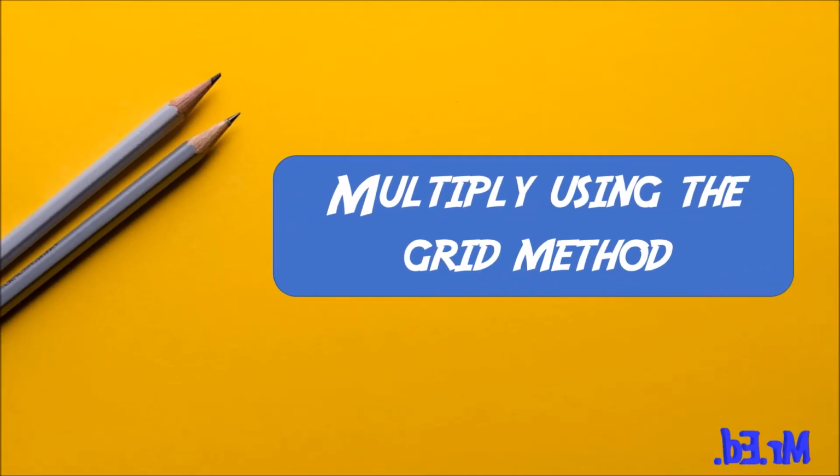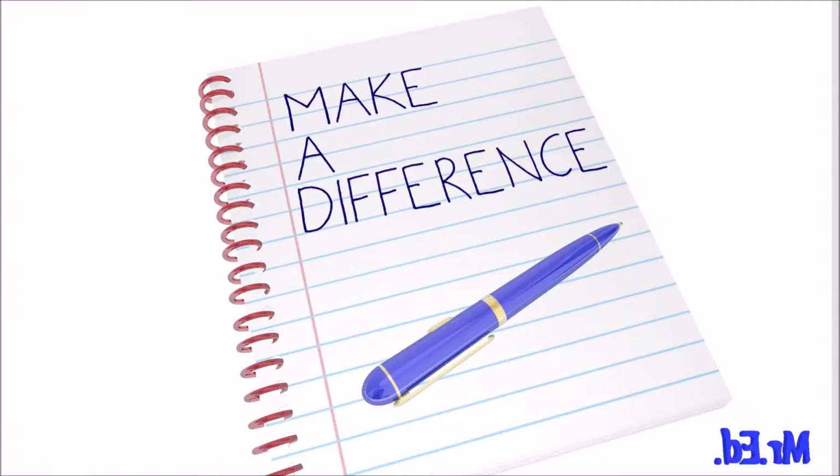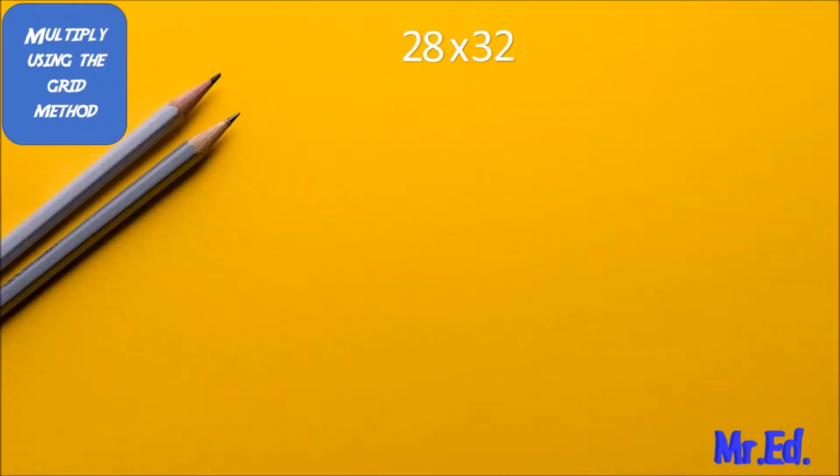Today we're going to learn how to multiply using the grid method. What you're going to need to do this lesson is a pen, a piece of paper and your brain switched on. Let's look at our first calculation, 28 times 32.